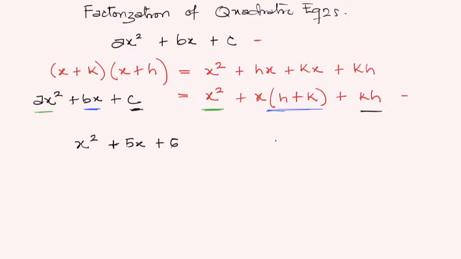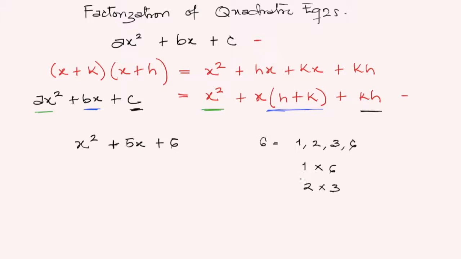So what are the factors of 6? The factors of 6 equals 1, 2, 3, and 6. These are the 4 factors that 6 has. Now, how can we multiply any two of these to produce 6? We can do that by 1 multiplied by 6 gives us 6, and 2 multiplied by 3 gives us 6.